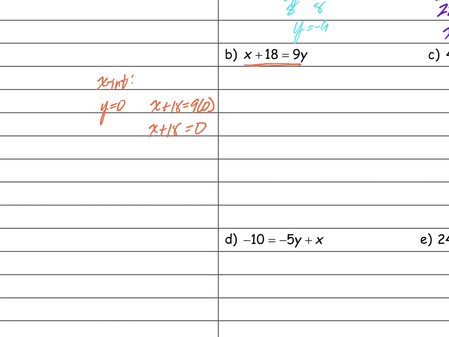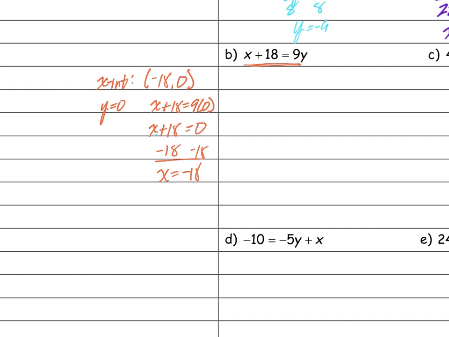What do I have to do to solve for x? I want to get x by itself. Subtract 18. So x equals negative 18. So I've solved for x. Now the third step of my directions, remember those steps I told you about? You can take pictures of them. The third step said write it like (-18, 0). Done. That's the x-intercept. That's all I have to do.